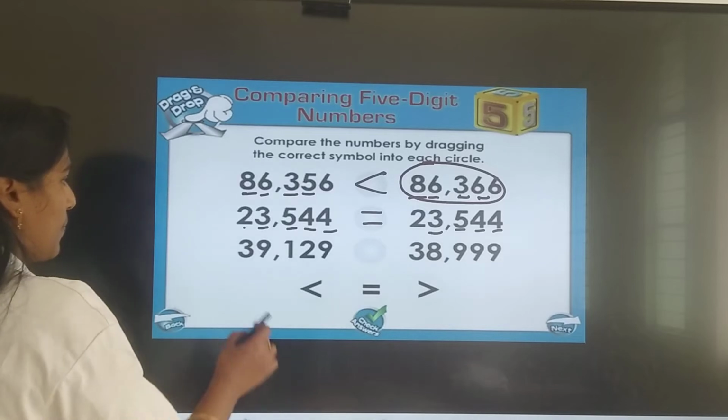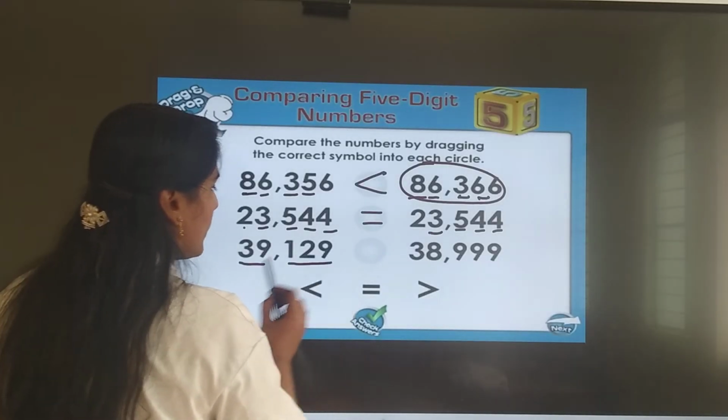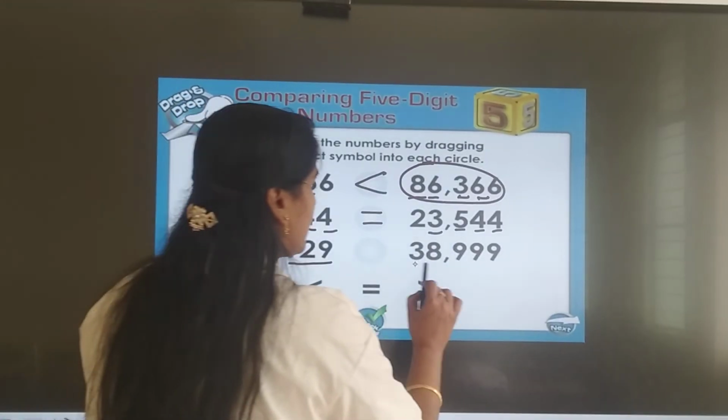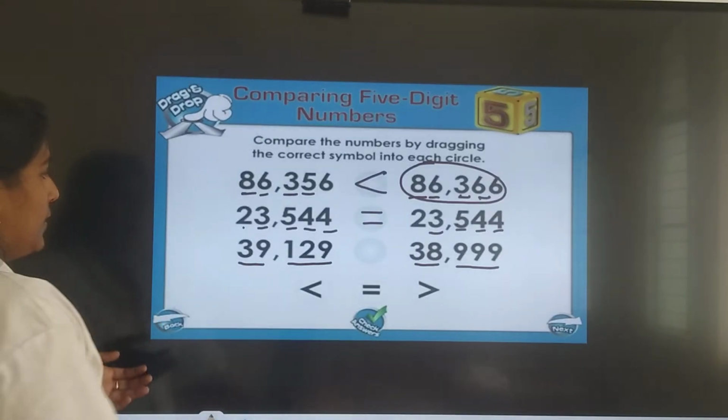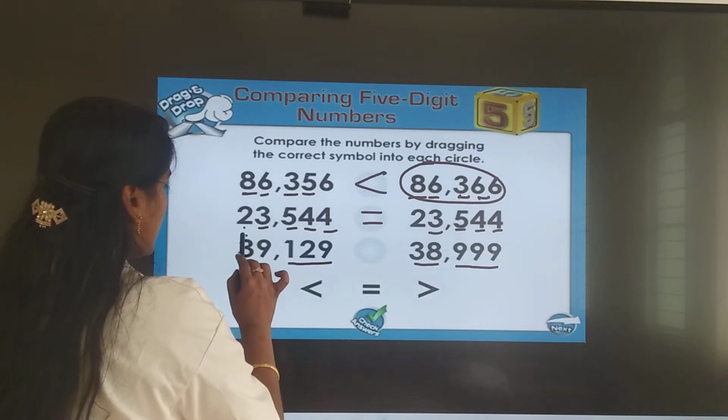And come to the next number. Here it is 39,129 and here it is 38,999. Which one is the greater number? Let us check. Let us see the first digit.